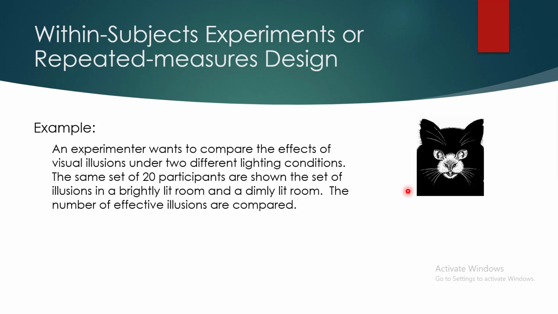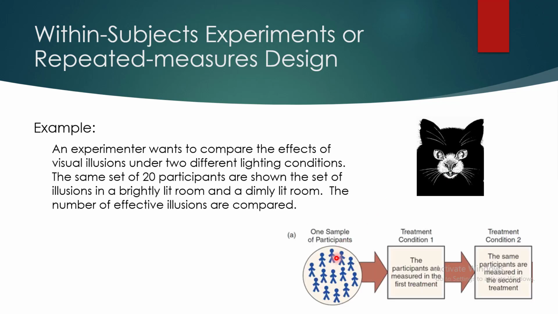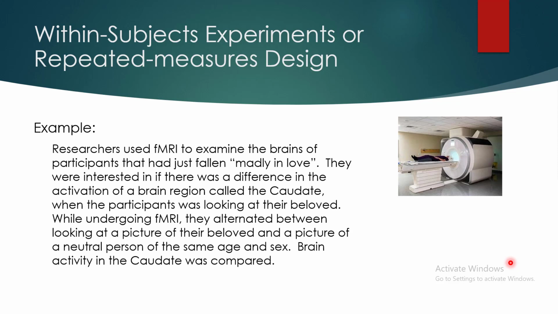So for these visual illusions, you have, again, the same set of participants in the dimly lit room and then in the brightly lit room. Now, what we'll discuss later on is that we would want to counterbalance that. If we had some individuals dimly lit, then brightly lit, we'd want to have others that were in the brightly lit condition first and then the dimly lit condition. And we'll talk about why and how we do that in a subsequent video.